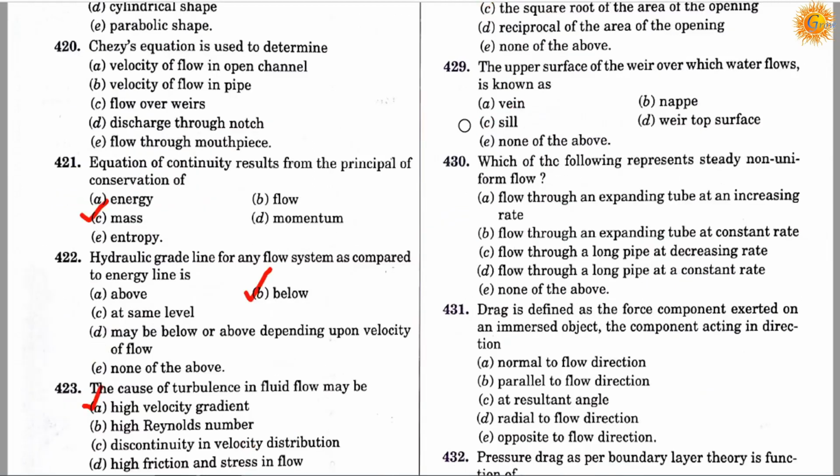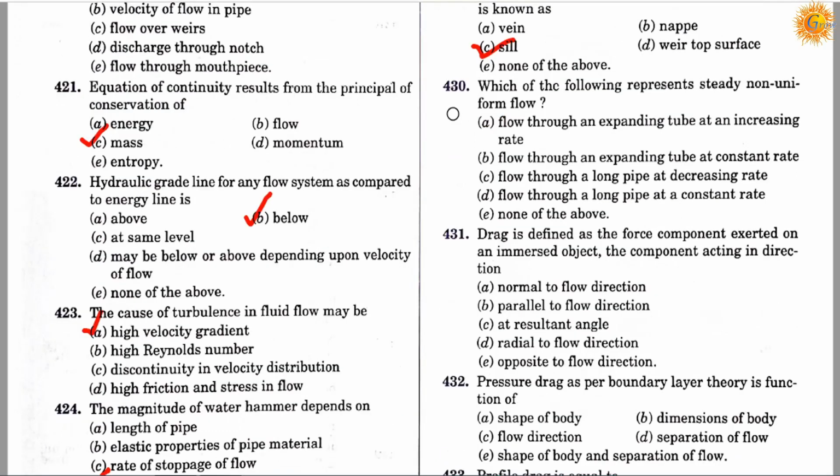Question number 429. The upper surface of the weir over which water flows is known as: option A is a vane, option B is a nap, option C is a sill, option D is a weir top surface, option E is none of the above. Correct answer is C, it's called sill.